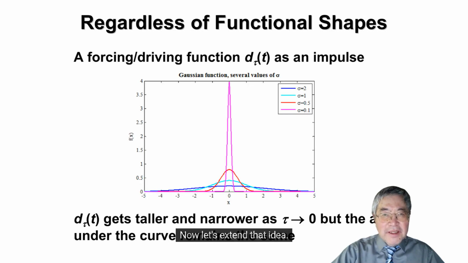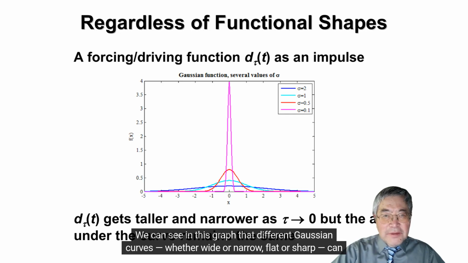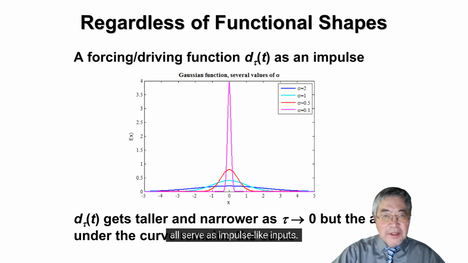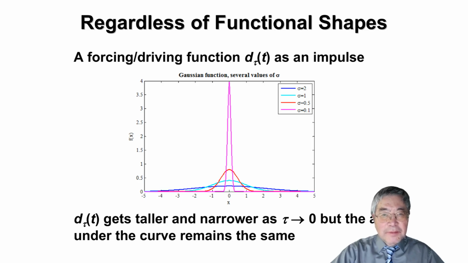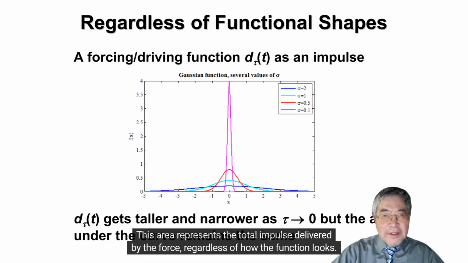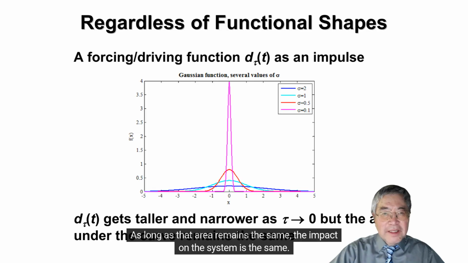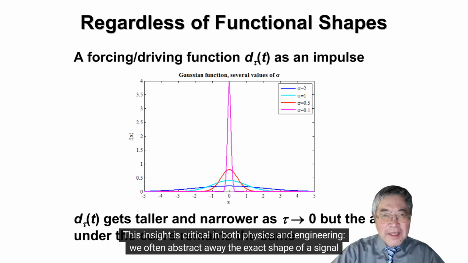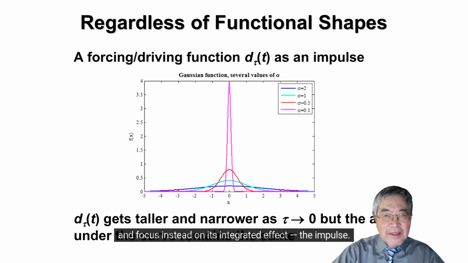Now let's extend that idea. Impulse isn't limited to rectangular shapes. We can see in this graph that different Gaussian curves, whether wide or narrow, flat or sharp, can all serve as impulse-like inputs. What matters is the area under each curve. This area represents the total impulse delivered by the force, regardless of how the function looks. As long as that area remains the same, the impact on the system is the same. This insight is critical in both physics and engineering. We often abstract away the exact shape of a signal and focus instead on its integrated effect, the impulse.